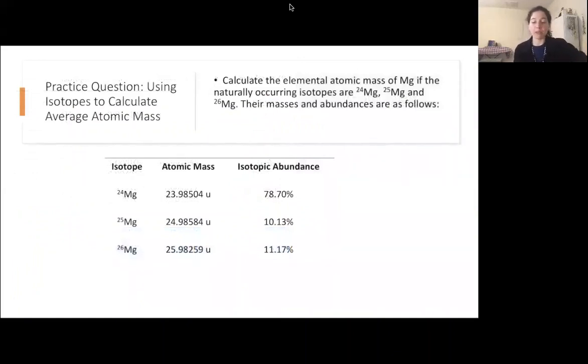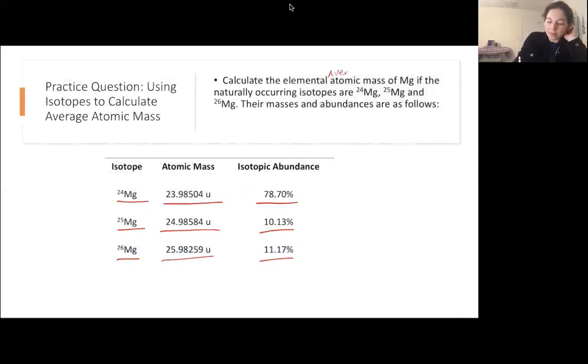Okay, give this a shot with some real numbers. I promise these were actually pulled from a table, so they should equal out to everything correctly. So use your isotope abundances and your atomic masses of each of your isotopes in order to calculate the average atomic mass. Calculate the elemental average atomic mass of magnesium. So magnesium on the periodic table has what mass? So go ahead and pause the video and give this your best shot.